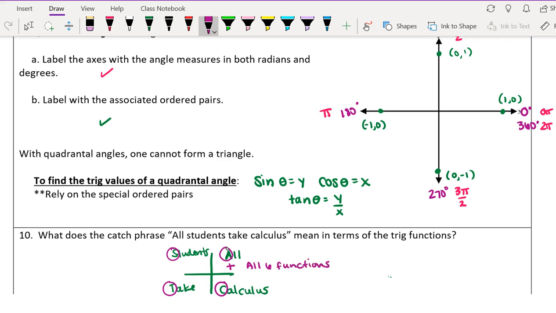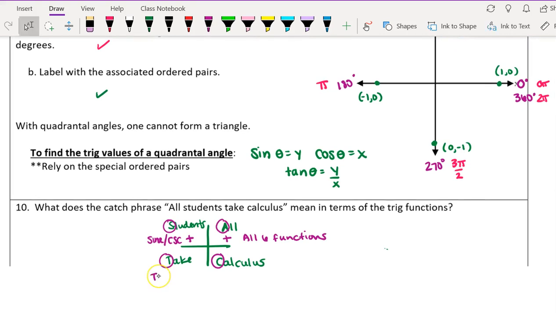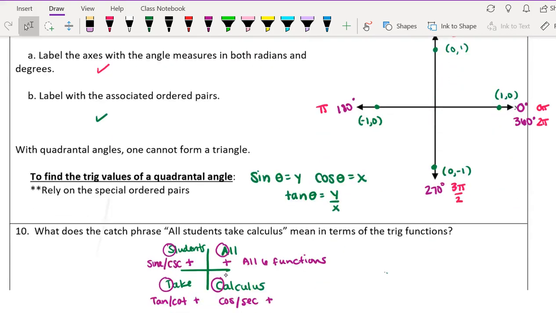In quadrant 2, only sine and its reciprocal, cosecant, are positive. In quadrant 3, tangent and its reciprocal of cotangent are positive. And in quadrant 4, cosine and its reciprocal of secant are positive. Okay? All right, so that is 8 through 10.